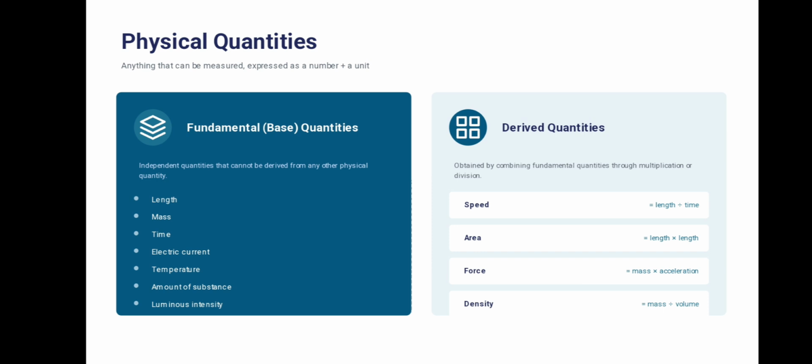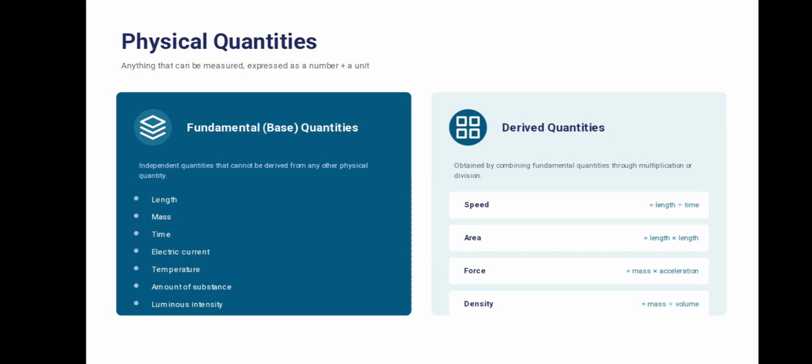Length, measured in meter, symbol m. Mass, measured in kilogram, symbol kg. Time, measured in second, symbol s. Electric current, measured in ampere, symbol A. Thermodynamic temperature, measured in Kelvin, symbol K. Amount of substance, measured in mole, symbol mol. Luminous intensity, measured in candela, symbol cd.